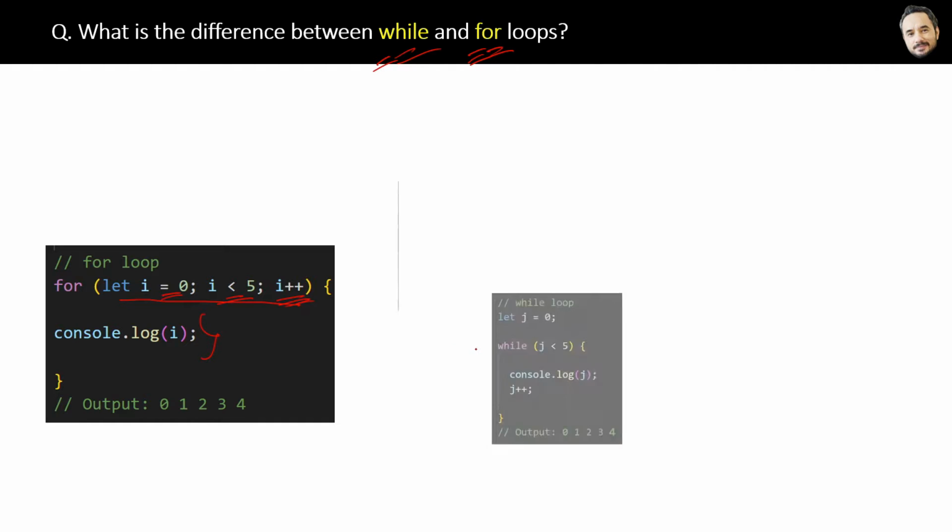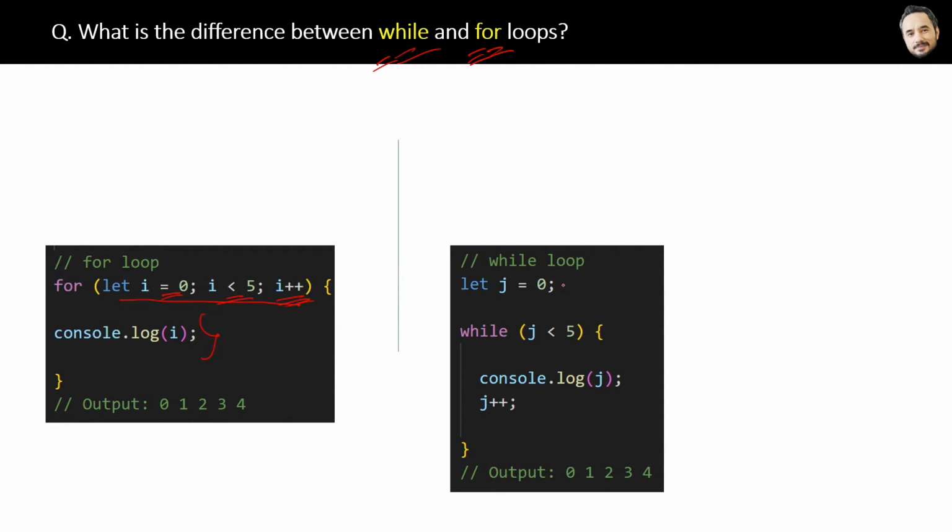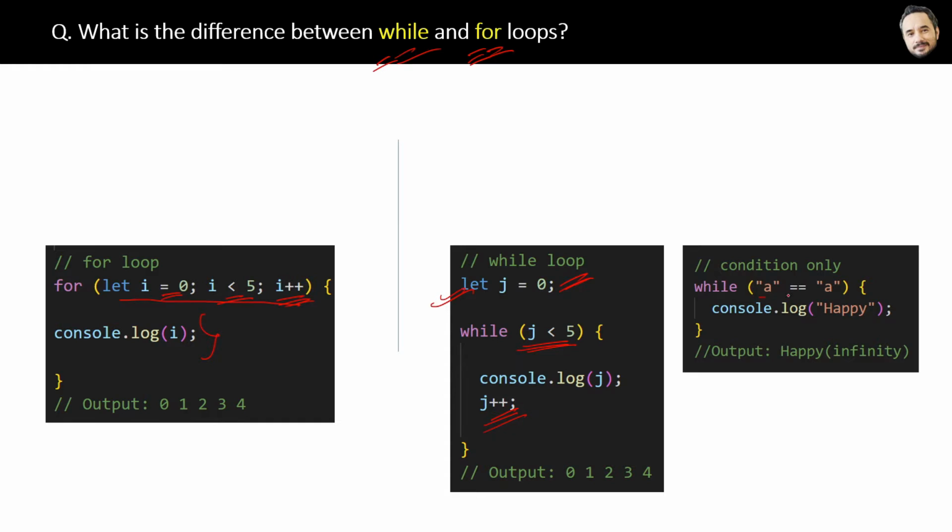Whereas if we see the while loop code, here we are initializing the variable outside the while loop in a separate line at the top, then setting the condition with the while loop, and then incrementing the counter inside in a separate line. But you can also use the while loop just with a condition like this.